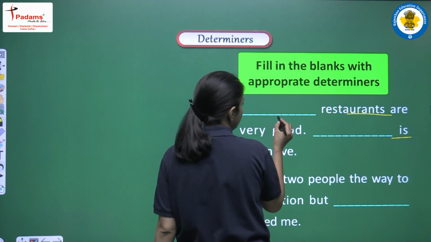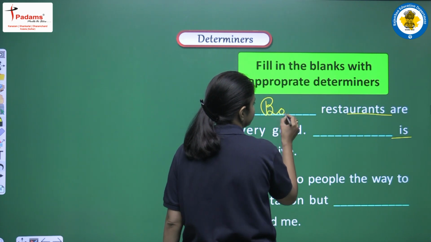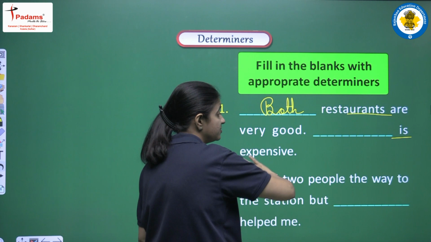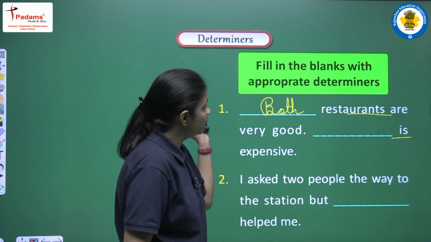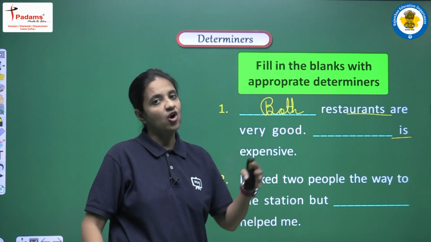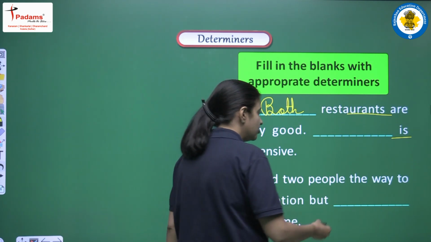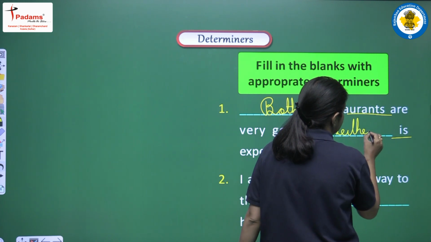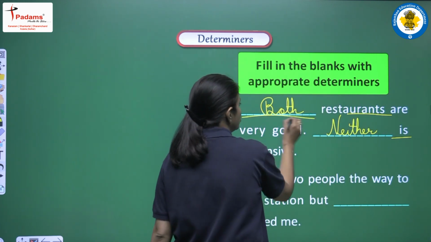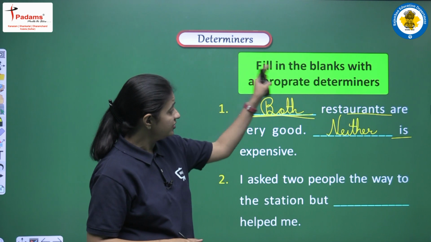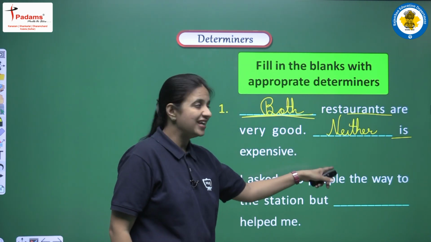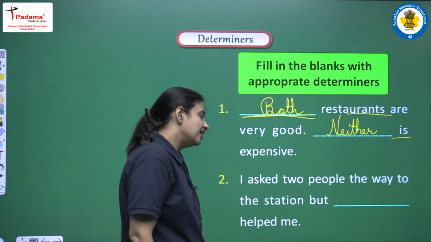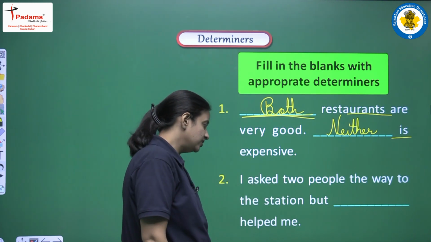So here first of all we will write both restaurants are very good, neither is expensive. So when we are saying that both restaurants are good, it means they are having all the good qualities, and this is also a good quality, that neither is expensive. So we are having both, meaning two restaurants, and we are saying that both restaurants are good, and then we are saying that neither is expensive. Clear?